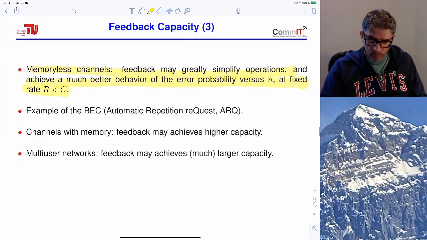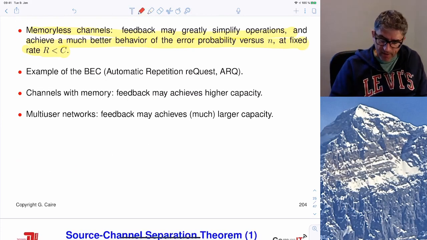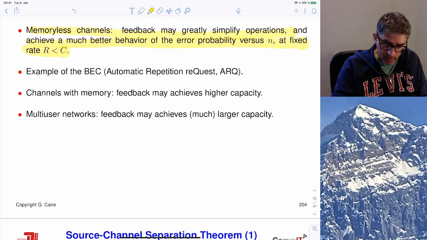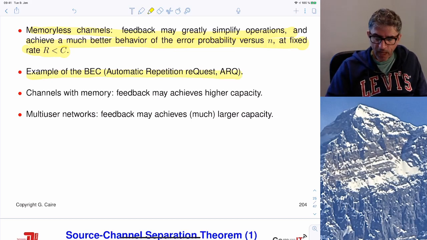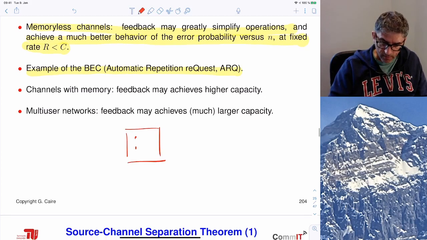So just to give you a stupid example, actually it is a very, very nice example. Let's consider a super simple case: the binary erasure channel with automatic repeat request. So the channel with feedback would be like this. We have a BEC, right?